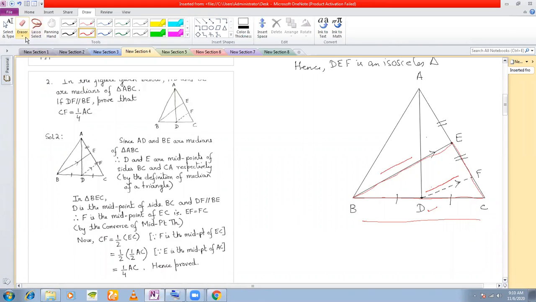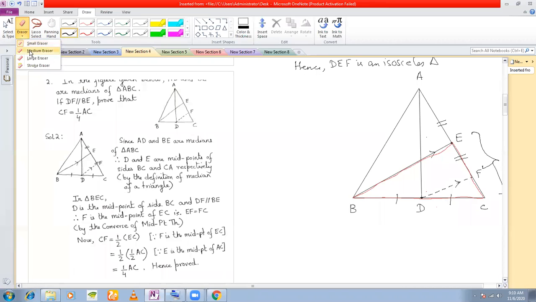Then what can I say about F? What conditions are satisfied? Are the conditions of midpoint theorem satisfied, or are the conditions of converse of midpoint theorem satisfied? Which theorem is satisfied? The midpoint theorem or the converse of midpoint theorem? Yes, the converse of midpoint theorem is satisfied. So therefore, if the converse of midpoint theorem is satisfied, then I can say F must be the midpoint of this side, EC.